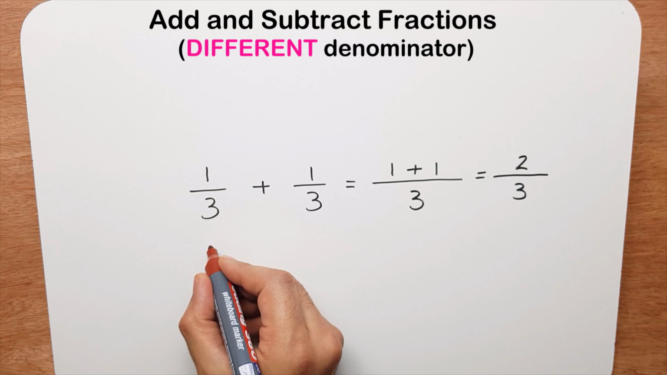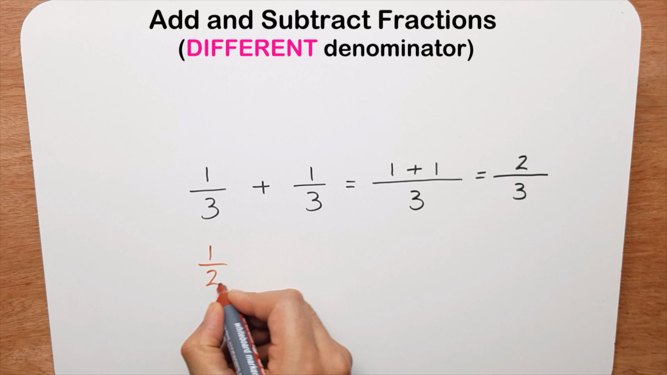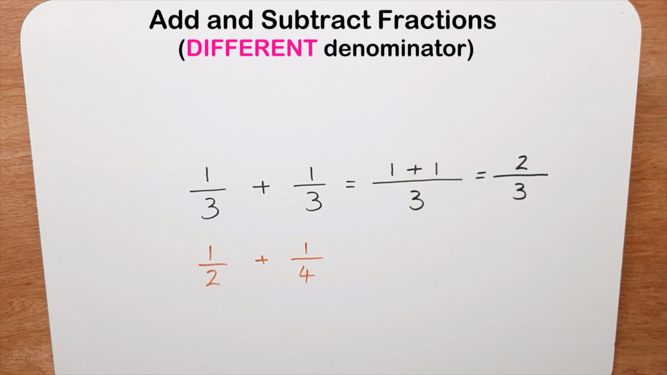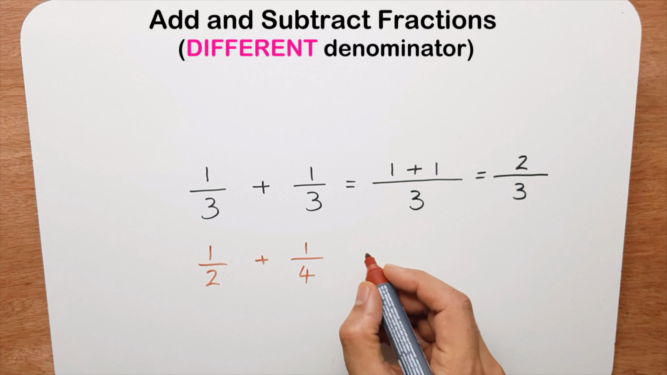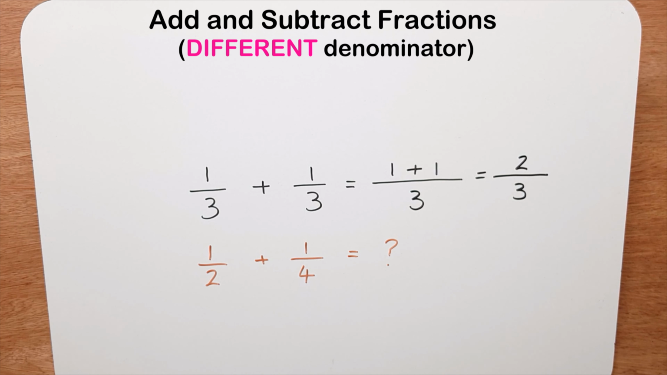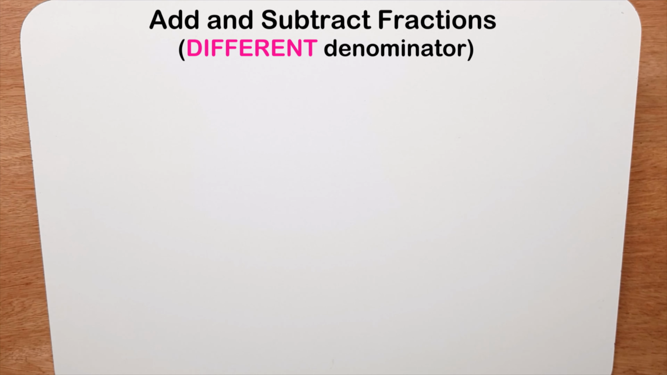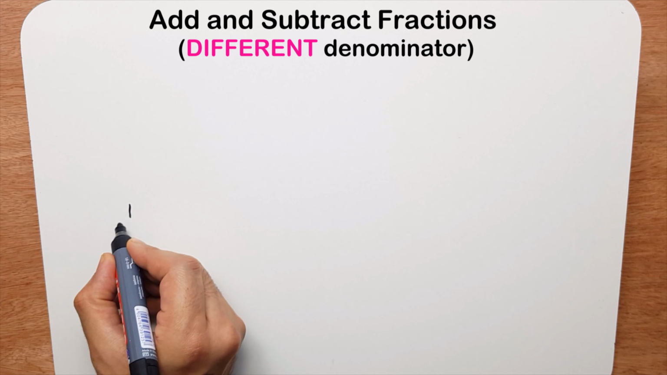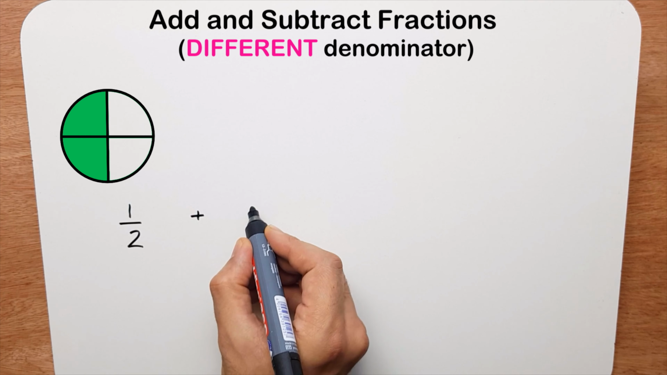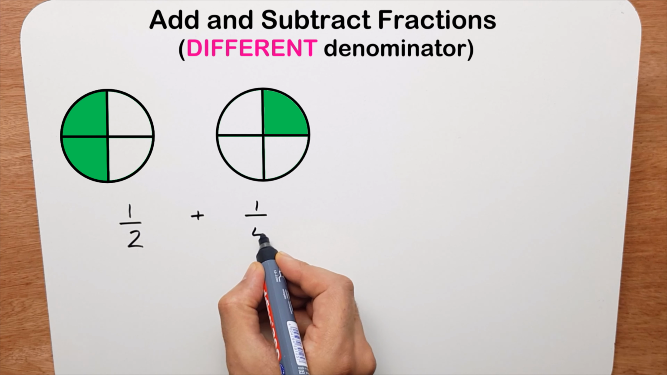Now what would happen if you wanted to add a half and a quarter? If you notice that the denominators are different, so they're different size fractions, how would we go about doing that? So let's have a go. 1/2 plus 1/4.